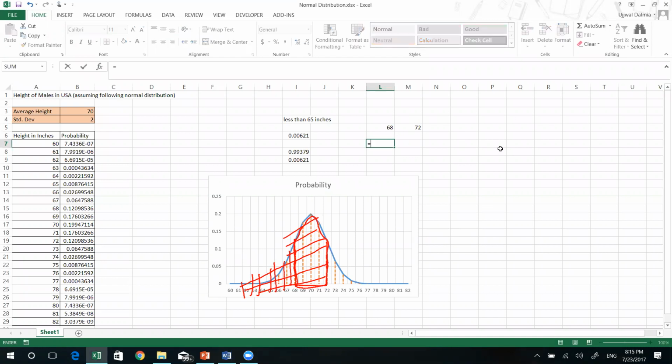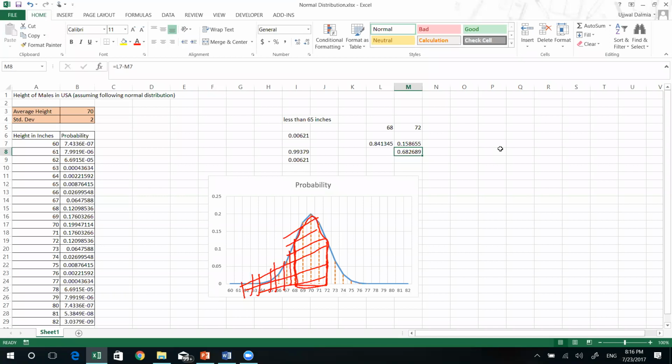What we are saying is equal to norm dist. Let's compute the probability for 72 first, comma mean is 70, comma standard deviation 2, cumulative always 1. So that's 0.84. Then let's compute the probability for 68. That's equal to norm dist 68, comma 70, comma 2, comma 1. So that's 15.8%. And the subtraction of these two, 0.6826, that's the probability. Everybody clear, guys?